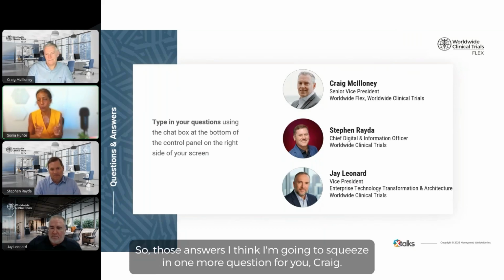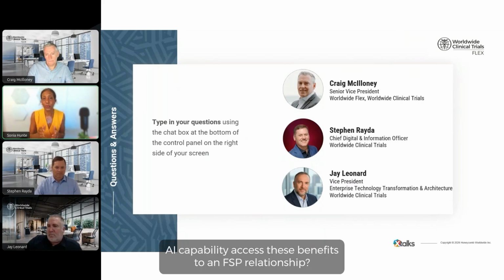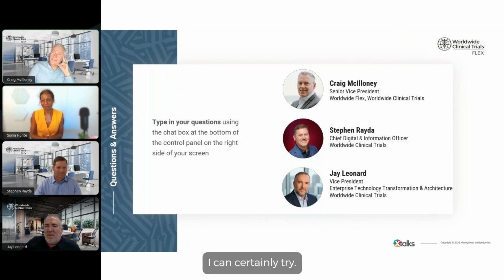I think I'm going to squeeze in one more question, and it's for you, Craig. This audience member is asking, how do smaller biotechs without internal AI capability access these benefits through an FSP relationship? It sounds like a heavily loaded question, but can you answer it in 2 minutes? I certainly will try. It's a great question.